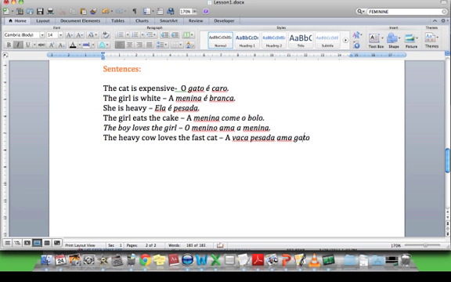Cat is gato, masculine. Fast will be, check your list, masculine form, rápido, right? But remember in Portuguese, the noun comes first. So we're going to have this here, gato rápido, fast cat. Now what's missing? The heavy cow loves, yes, we need the masculine article, loves a fast cat. A vaca pesada ama o gato rápido. Actually, here we have this, oops, this acute accent. A vaca pesada ama o gato rápido.